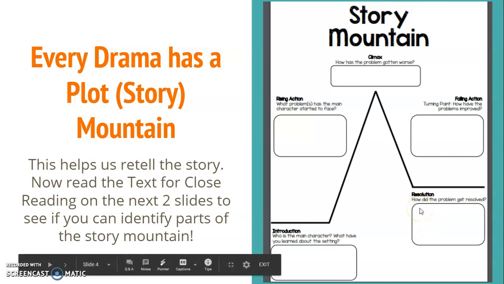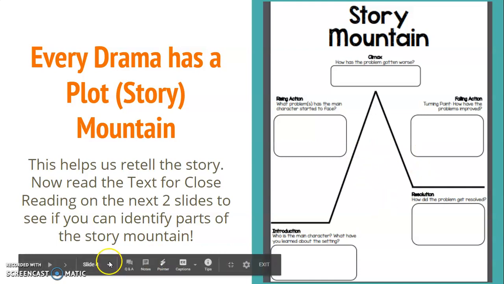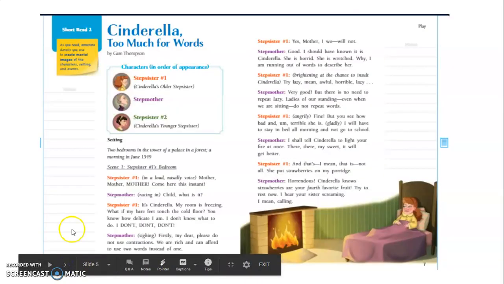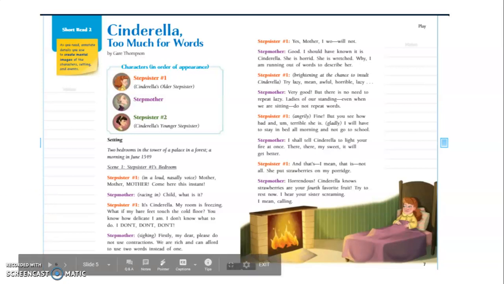So today, that's our goal. We're going to look at our text for close reading and see, can we plot our introduction? Can we plot the rising action? Can we find the climax in our story? So that's what we're going to do today for our mini lesson. I was able to screencast the text for close reading. So right now, we're going to look at Cinderella Too Much for Words by Gera Thompson.